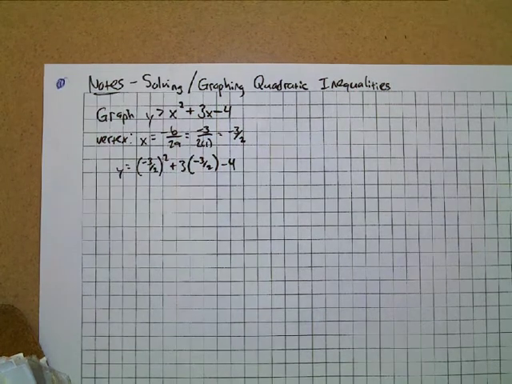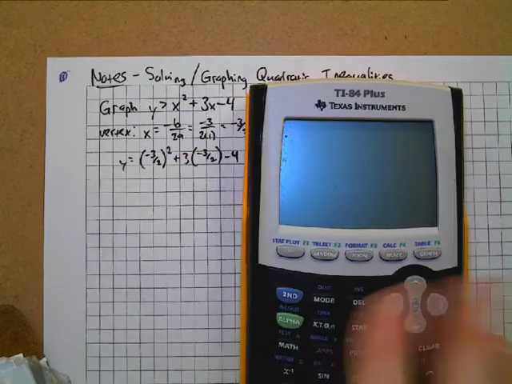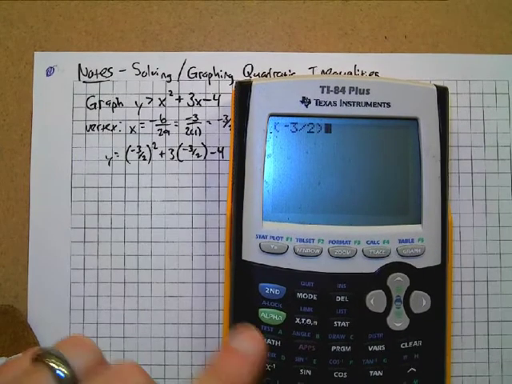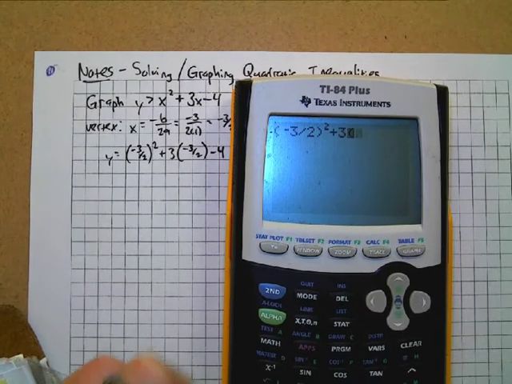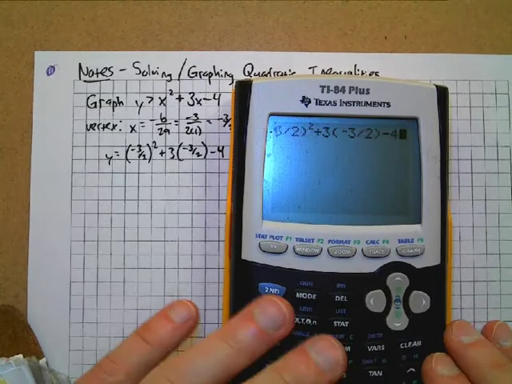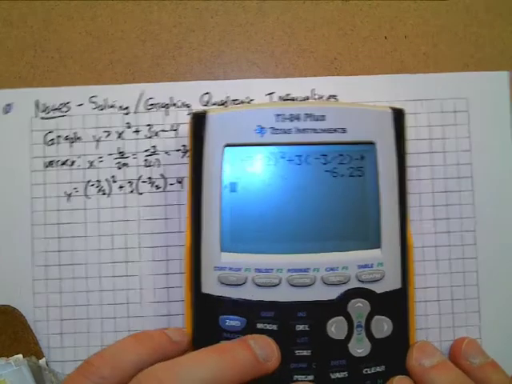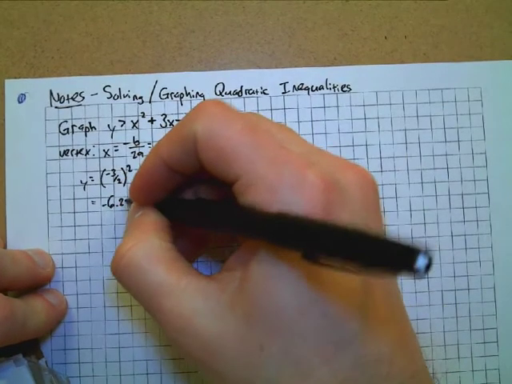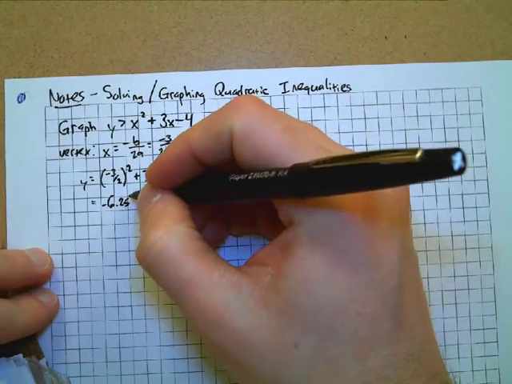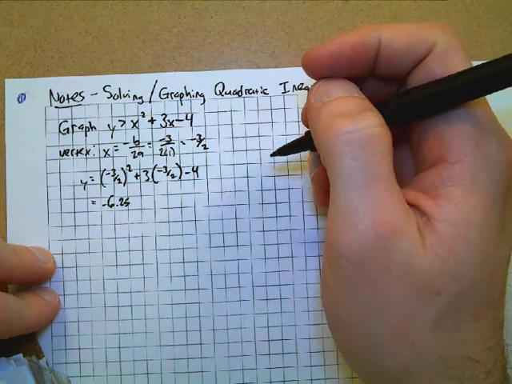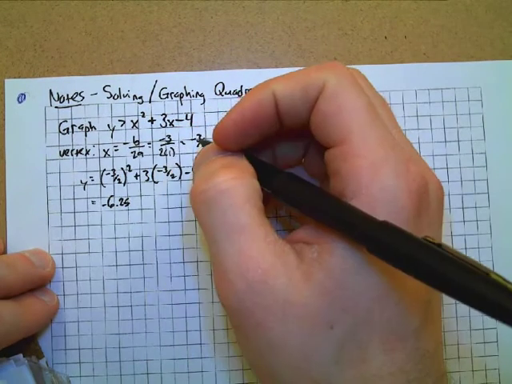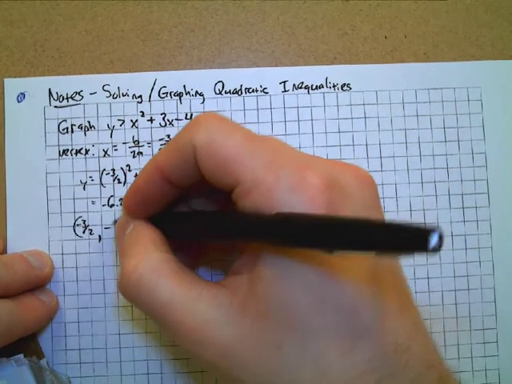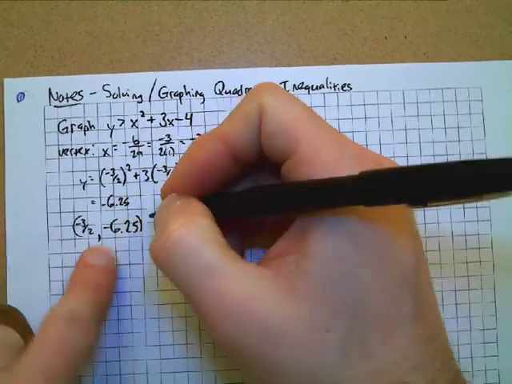We can just use our calculators to simplify this. In our calculators, parentheses, negative 3 over 2 squared plus 3, parentheses, negative 3 over 2 minus 4. Type the whole thing in. We get negative 6.25. So our vertex is actually negative 3 halves, comma, negative 6.25. That's our actual vertex right there.